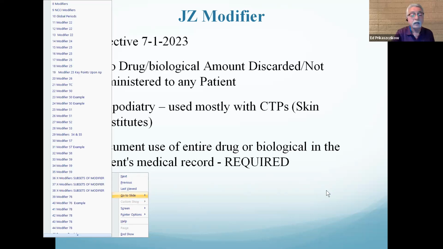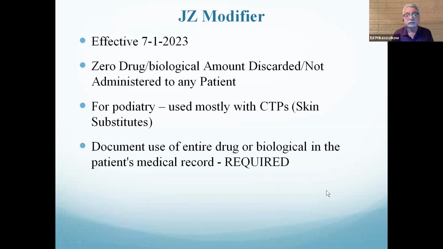The JW modifier is a modifier that a lot of us know about when we are using CTPs, skin substitute, and it indicates the amount wasted. So if you have a 44 square centimeter wound, you use 30 square centimeter of the product and you waste 14 square centimeter, you've got to indicate that on the claim form, and you use the JW modifier on the part that was wasted.